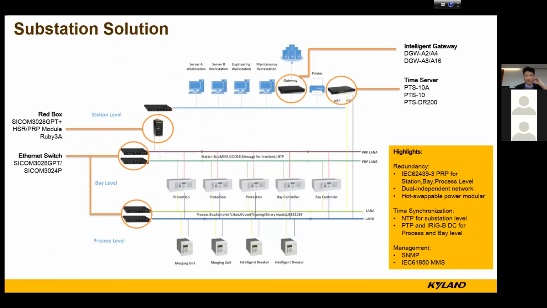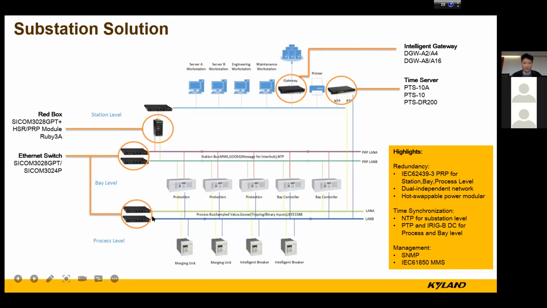And in the following, I will introduce some KYLAND solutions for the substation. The first one is the solution fully complying with the IEC 61850. You can see that there are three levels: process level, bay level, and the station level. Actually, for the different levels, there are two networks between the three levels. For the two networks, actually, you can use the same switch.